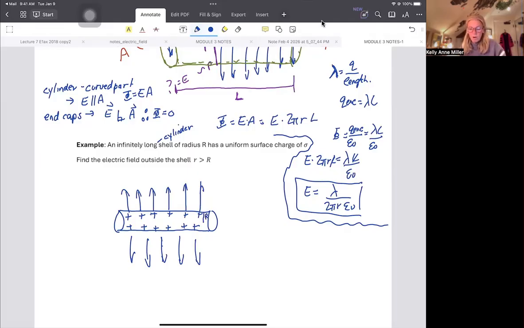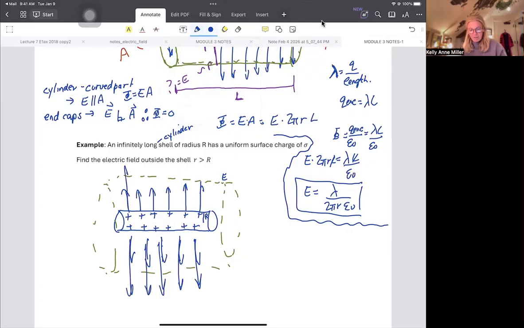And we want to know what the E field is out here, at some distance further than the radius of the actual cylinder. So I would draw my Gaussian surface out here so that it encompasses, sorry, I drew that badly, but you get the idea. It encompasses the whole thing. And these field lines, of course, go all the way through. They don't end there. They go all the way through space.